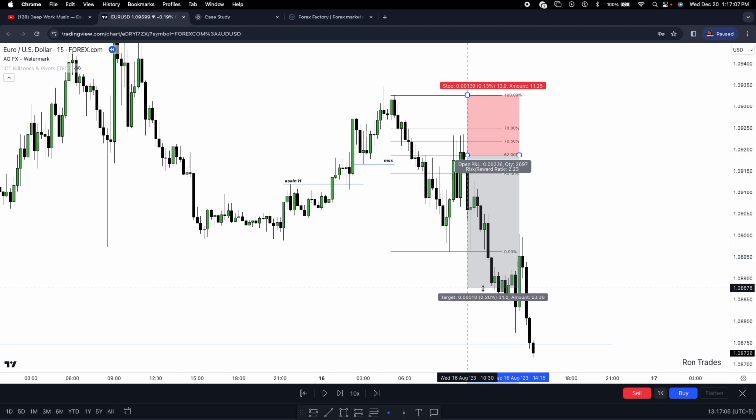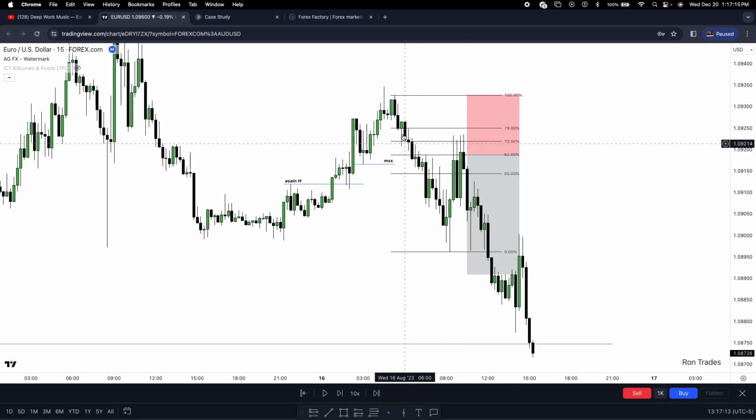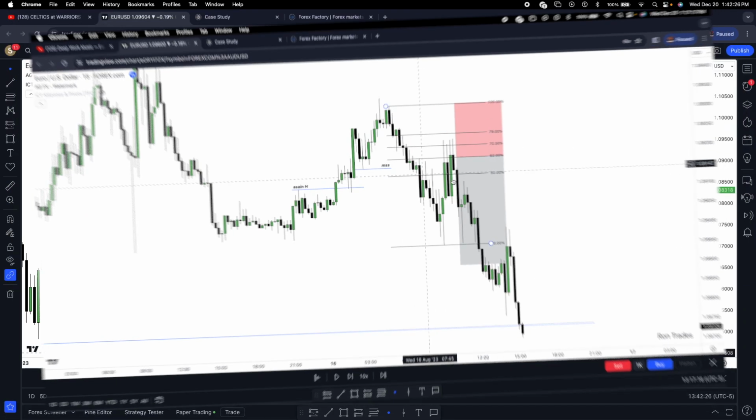But like I say, I usually take 1 to 2 or a 1 to 3. In this instance right here, I took a 1 to 2. And that is an easy one shot, one kill optimal trade entry sell model. So let's now go into an example here.